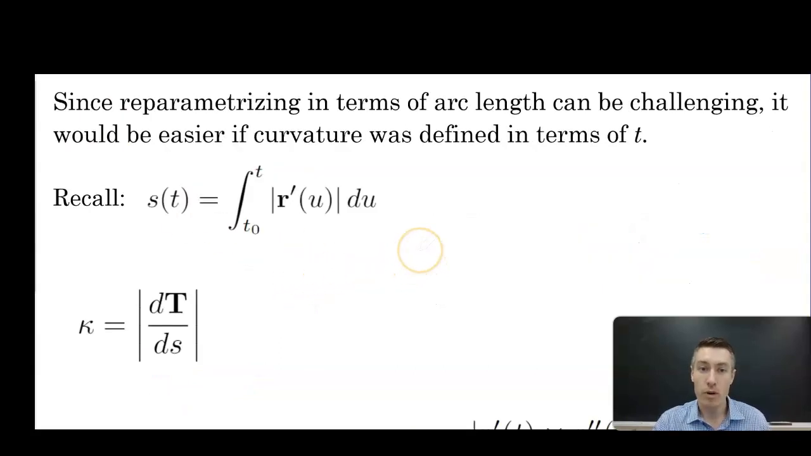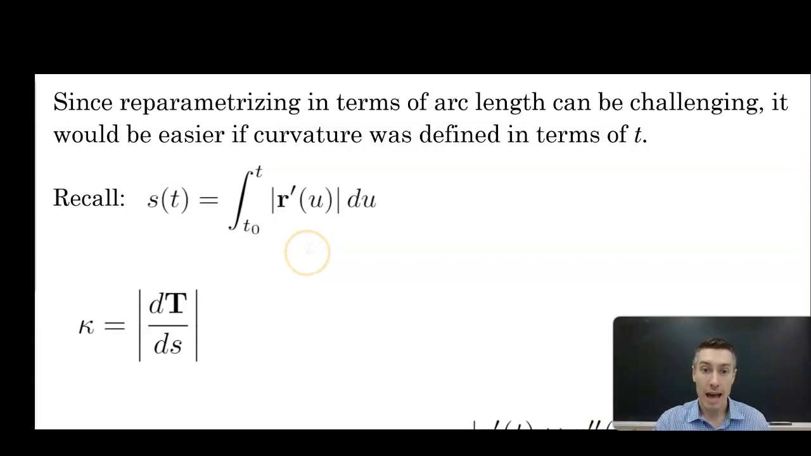Since reparameterizing in terms of arc length can be challenging, it would be easier if curvature was defined in terms of t. Right now the definition is the derivative of the unit tangent with respect to arc length. If we wanted to use this definition, if you think back to the arc length video, we would have to set up the arc length function, s of t equals the integral from t naught to t of the magnitude of r prime of u du.